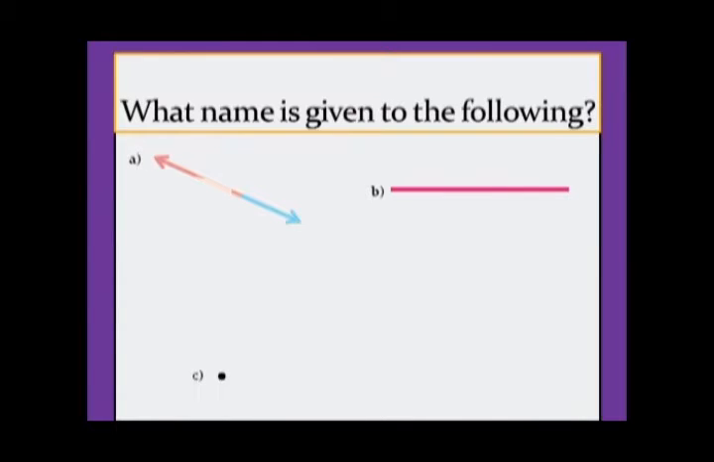What name is given to the following? A, B, and C. A is a line. B is a line segment. And C, a point. I hope you got all of those correct. Let's now move on and look at a path.